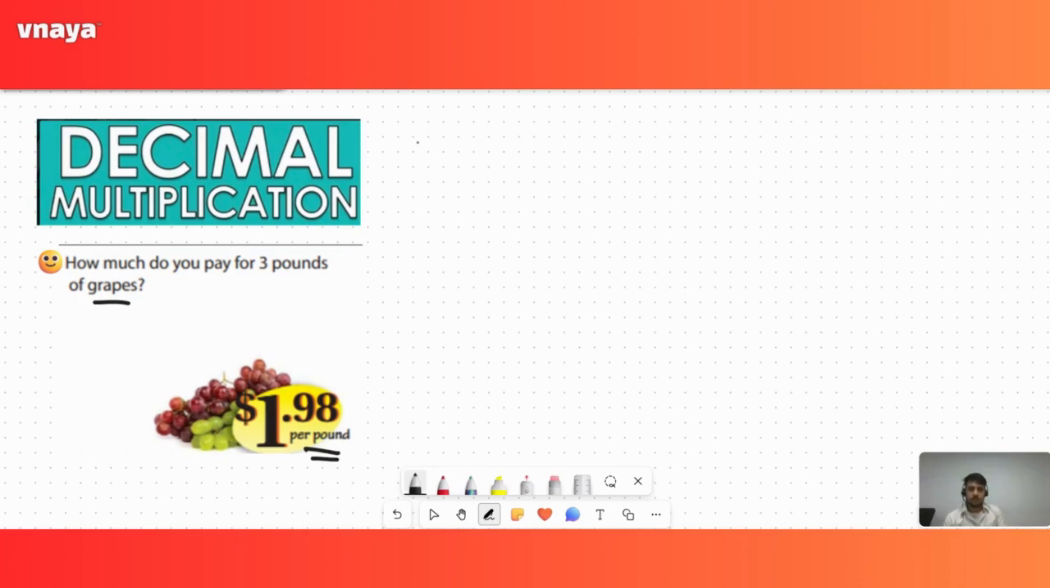So how will we do this? We know we need to multiply, right? For 1 pound the cost is $1.98, and we have to find the cost of 3 pounds, so we will multiply this by 3. But this is a decimal, not a normal whole number. So how will we solve it?